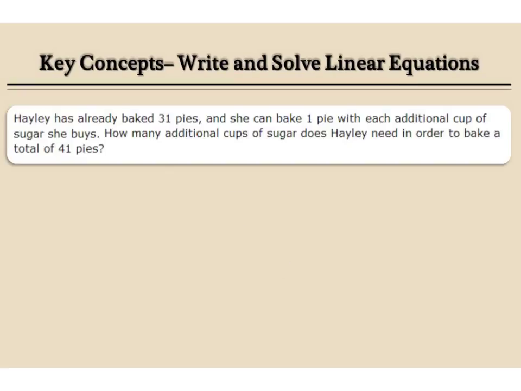Alright, if I was going to write an equation for this problem, it says Haley has already baked 31 pies. So we will write that 31 that she's already baked. And she can bake, the word and means plus, 1 pie with each additional cup of sugar that she buys. How many additional cups of sugar does she need in order to bake a total of 41 pies? So we know that she can bake 1 pie with each cup of sugar. So I could put 1x, but I'm just going to put x.